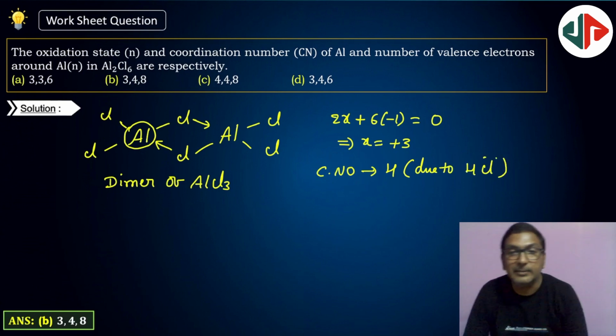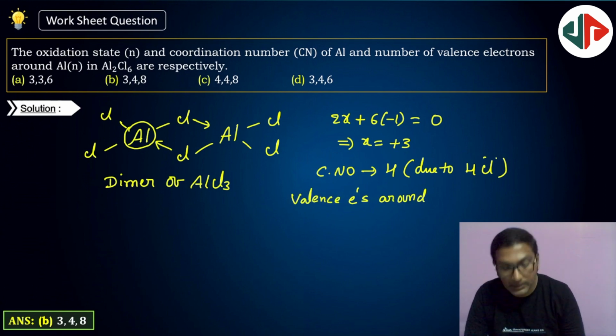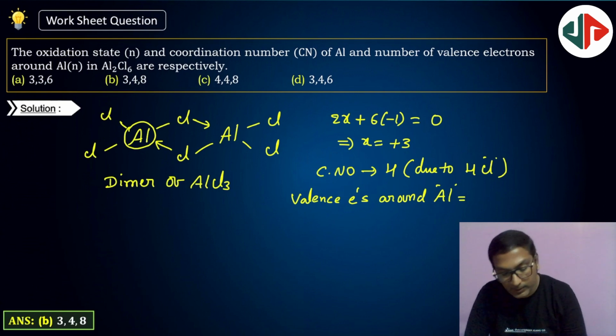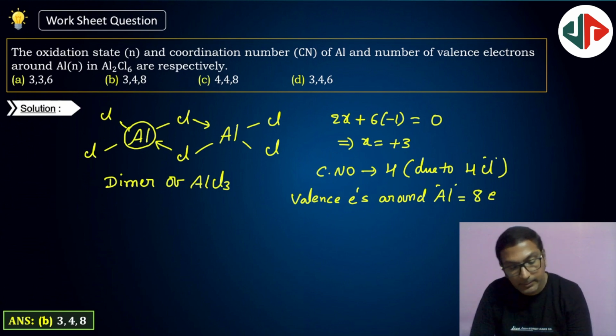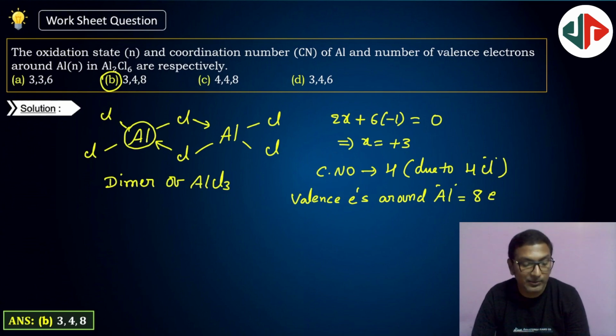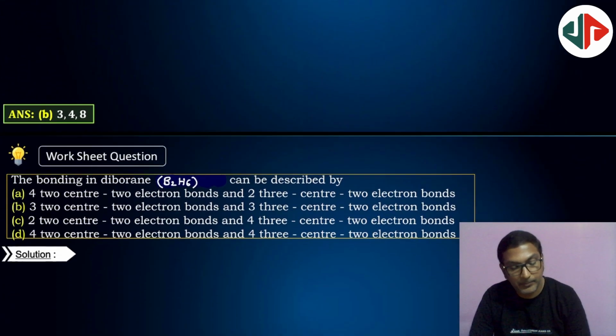4 Cl atoms. Next, valence electrons around aluminium. So valence electrons equal to how many bonds total around aluminium? 4 bonds. Therefore, 8 electrons. So therefore option B, oxidation state 3, coordination number 4, and valence electrons due to 4 bonds 8. Next.